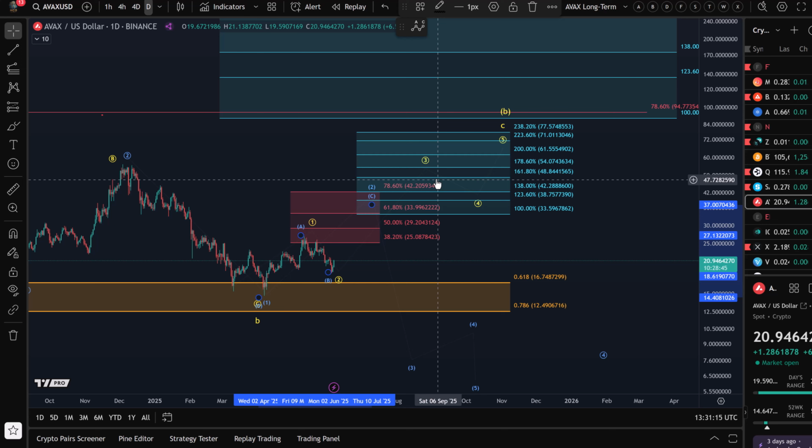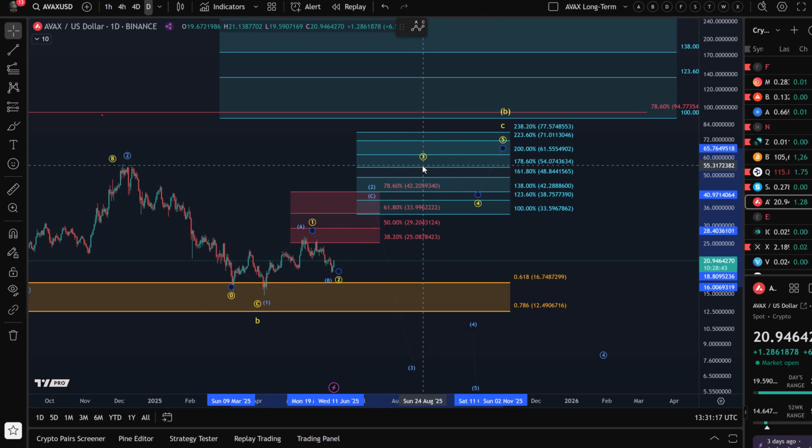In the yellow scenario, this next move up would be a 3rd wave. And typically a 3rd wave should move at least to the 138% Fibonacci extension or the 161.8. These are two ideal targets. 178.6, also still ideal. When we get to the 200% extension, it's starting to get extended, but it's not unusual in a 3rd wave. So normally I say my first milestone target for a 3rd wave is the 138% extension.